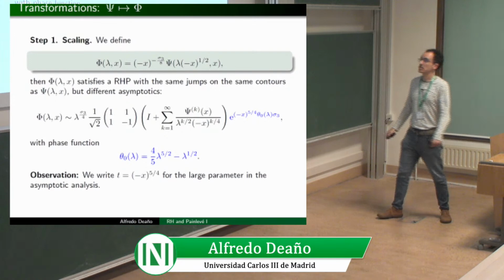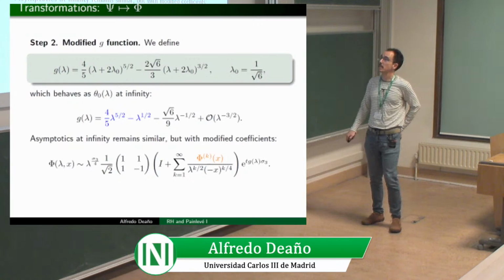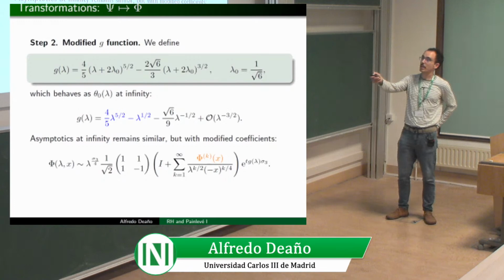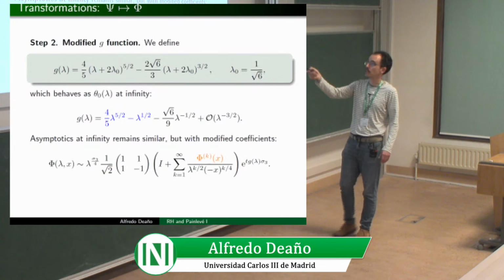Okay, now this is the non-trivial step, the g function. Basically, the easy thing is that you put a function here, an algebraic thing, that copies the behavior of theta naught at infinity. Then there are all the terms, but the first, you want to capture the correct phase function, and then something small in lambda.